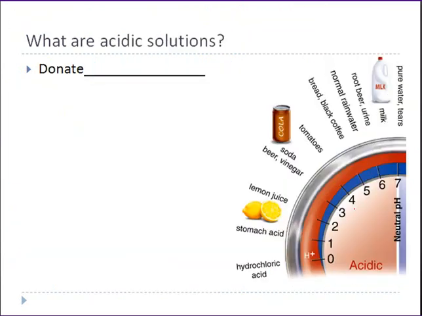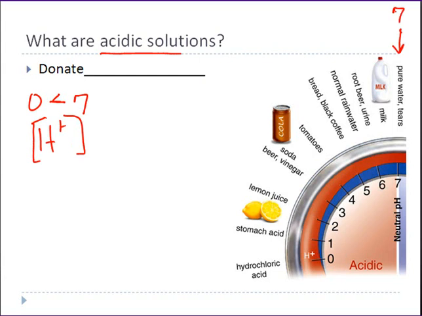Let's take a look a little more closely at it and look at acidic solutions. Remember, these are the ones that have a value of 0 up to just below 7. And again, remember, this is a measurement of how many hydrogen ions are present. We can look at things like pure water is neutral, that's at 7.